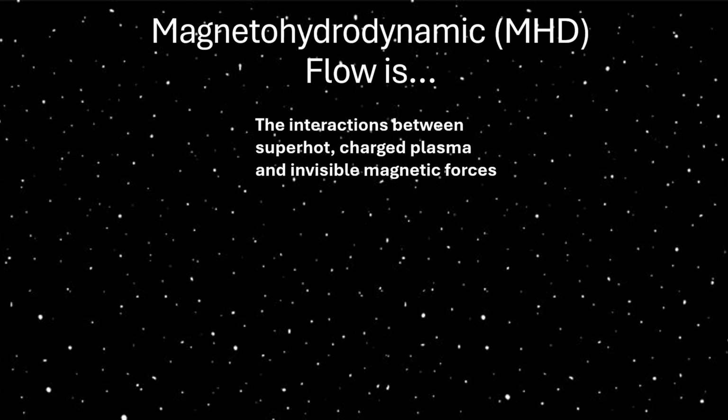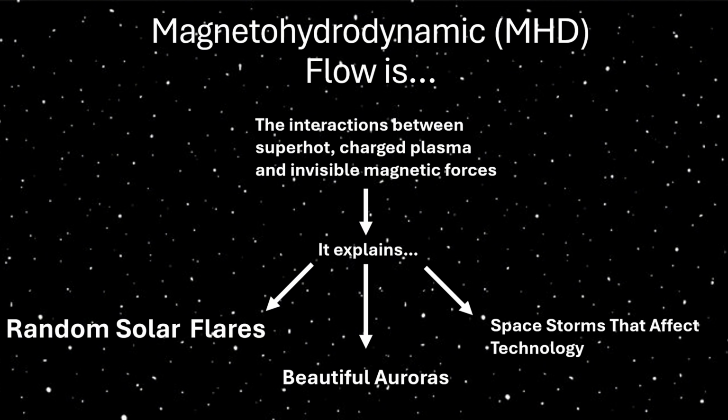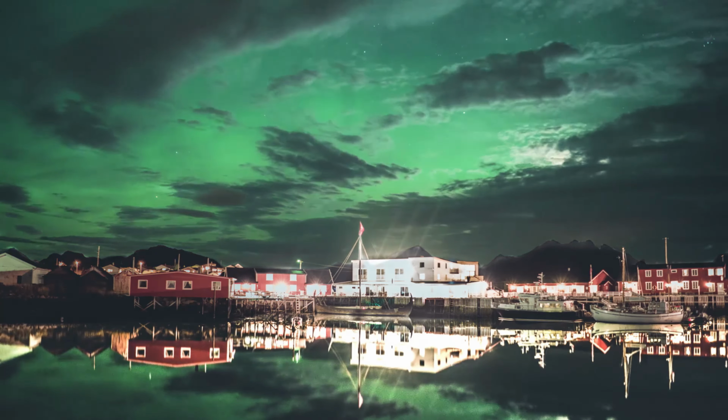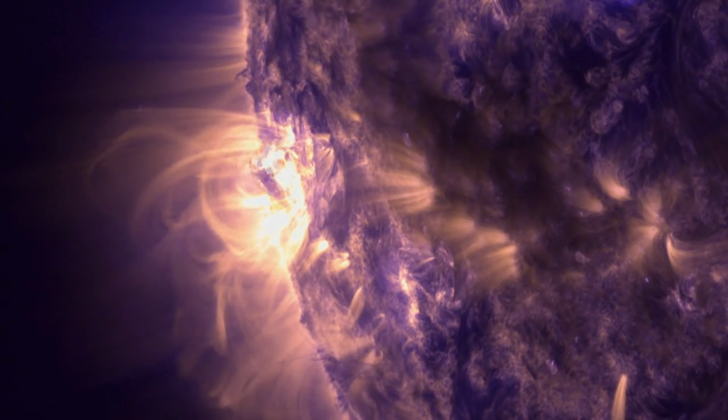So, to summarize, MHD flow is the interactions between super hot charged plasma and invisible magnetic forces. It explains the sun's passive aggressiveness, the beautiful auroras and space weather that affects our tech. The next time you see those shimmering lights in the sky, remember, it's not magic. It's angry plasma soup and snapping magnetic rubber bands all playing out millions of miles away.